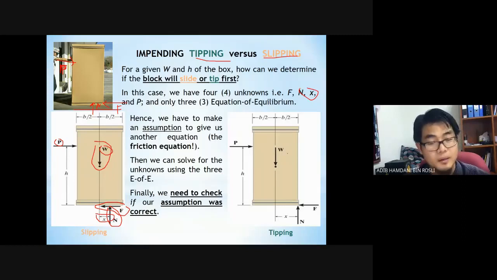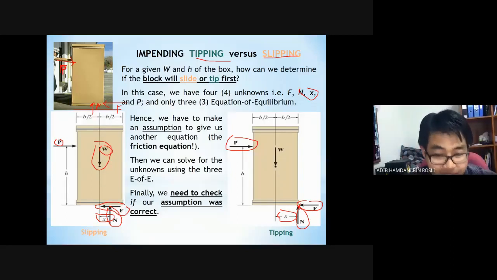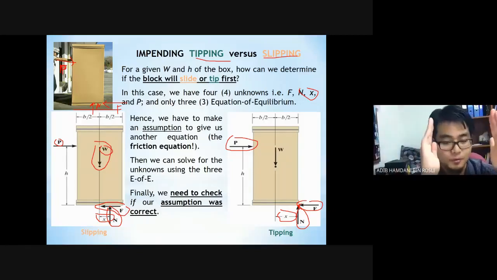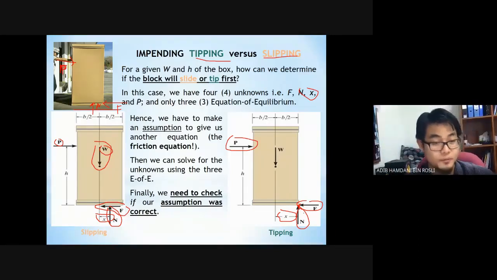On the other hand, the same thing, you have P, you have F, you have N, and you have X as well. But if, in this case, your X is B over 2, which means that N is at the edge. You see, N, X at the edge. So what will happen if this is the case? The box will tip first, right? This box tips at this point, that N-X point.